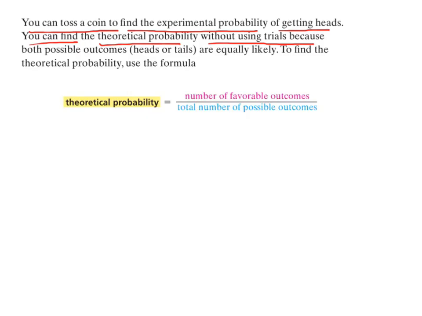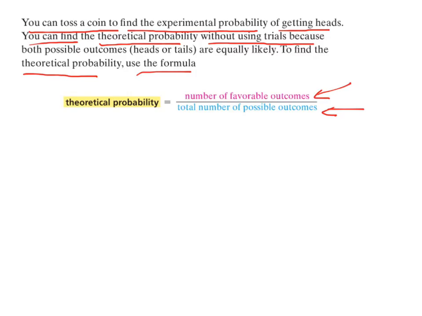To find the theoretical probability, use the formula. Theoretical probability: the total number of possible outcomes will be in the denominator and the number of favorable outcomes will be in the numerator. In other words, theoretical probability is the number of favorable outcomes, what you're looking for, divided by the total number of possible outcomes.